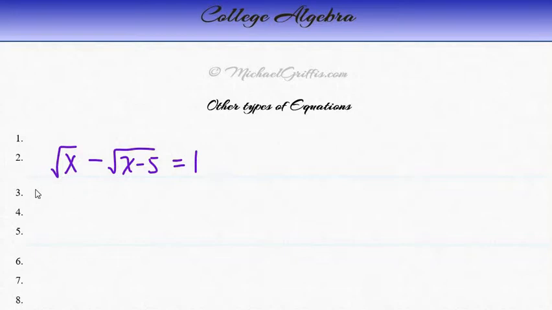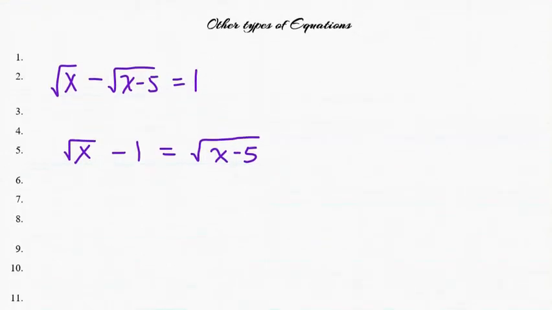And I think what I'm going to do is take this over to the right-hand side. So let's just rewrite. Subtracting 1 from both sides. So we have the square root of x minus 1 is equal to the square root of x minus 5.